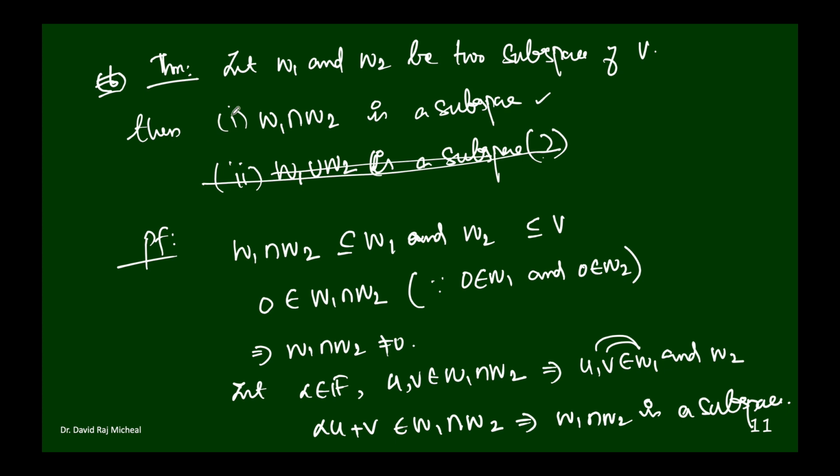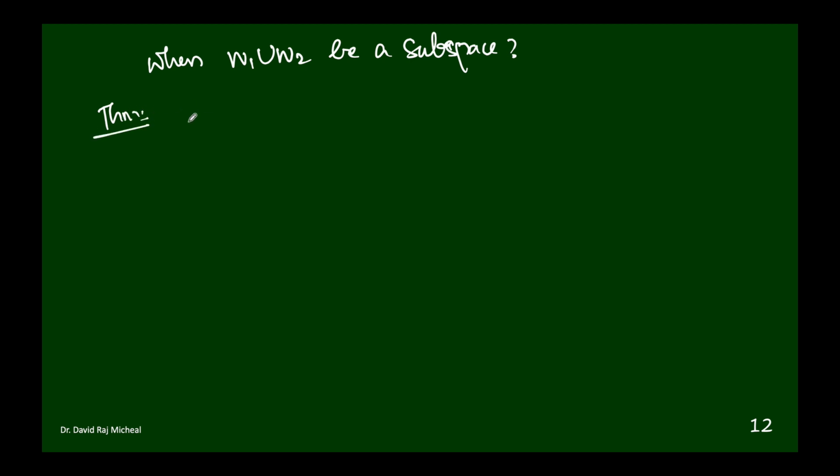Okay, so if W1 and W2 are two subspaces of V, then W1 intersection W2 is always a subspace. That is clear. So now let's ask the question of when W1 union W2 will be a subspace. That's my question. When will this happen? Let me give it as a theorem itself.